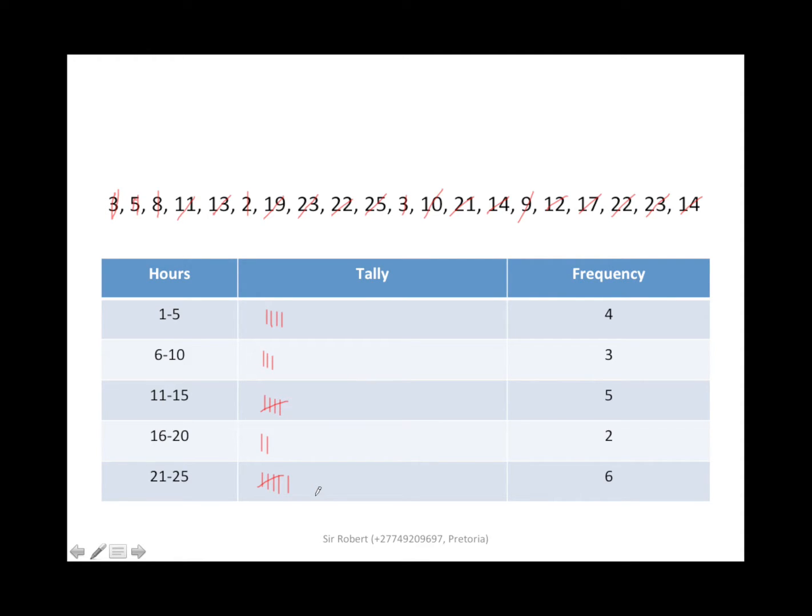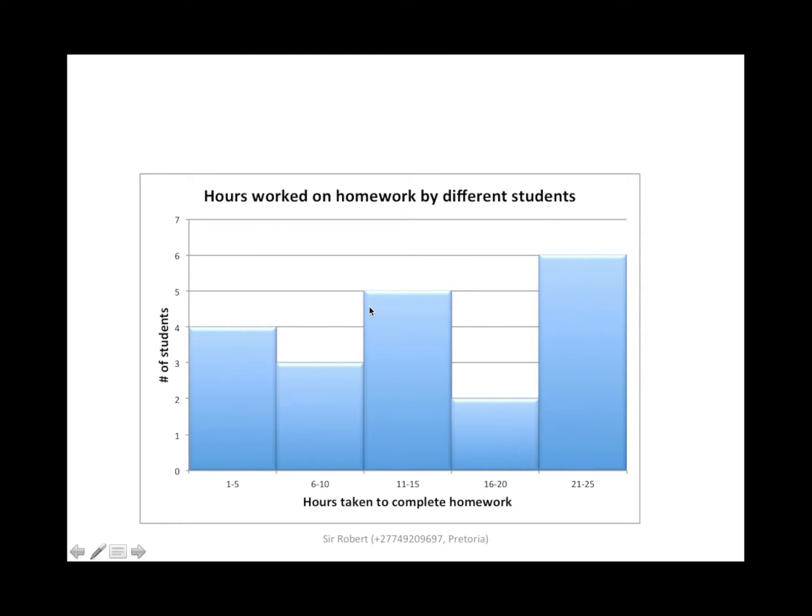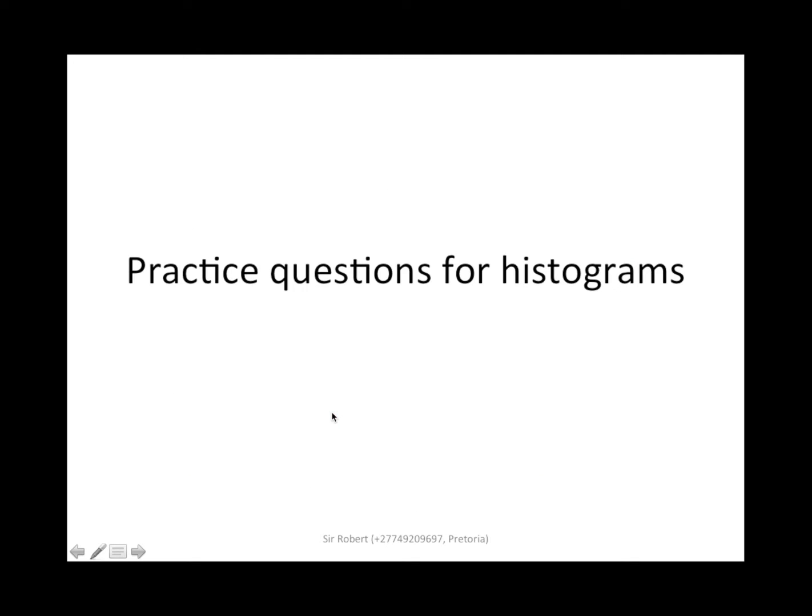This is how you use the tally so that you won't miss any number. Once you select it, you cancel it, then you record it. This is how you use your tally to determine the frequency. Let's move on to the next stage, which is drawing the graph. You have your 1 to 5, 6 to 10. Then you put your number of students on the frequency axis and the hours taken to complete homework. This is how you draw your histogram. Notice there is no space between the bars, and the height represents the frequency. So let's move on. Practice questions for histograms.